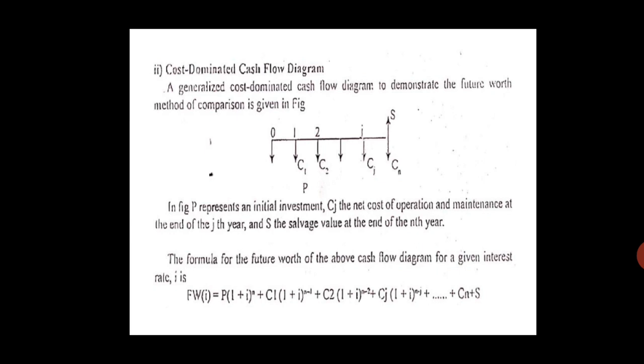future worth at the interest rate I is equal to P(1 + I)^n + C1(1 + I)^(n-1) + C2(1 + I)^(n-2) + Cj(1 + I)^(n-j) + Cn + S, where S is the salvage value.